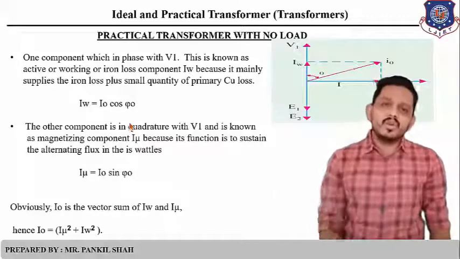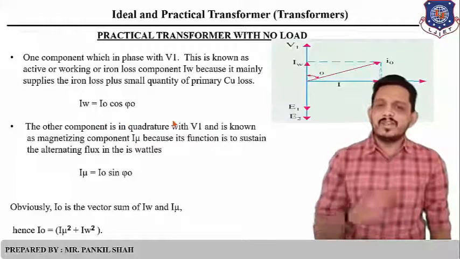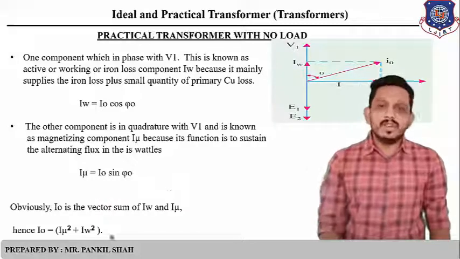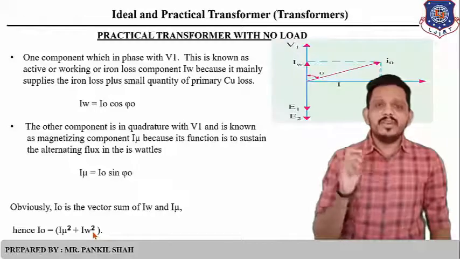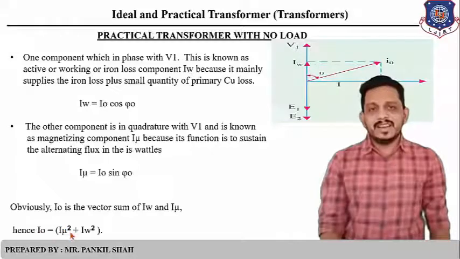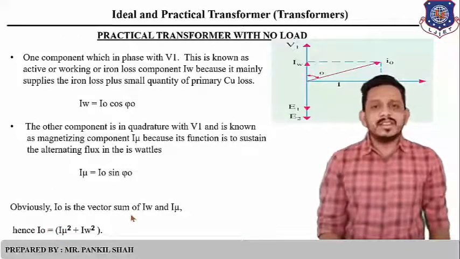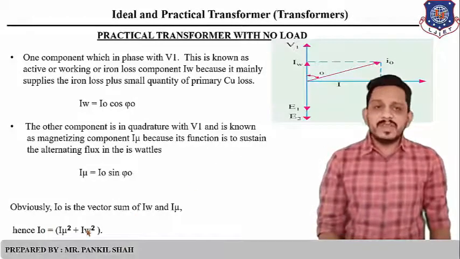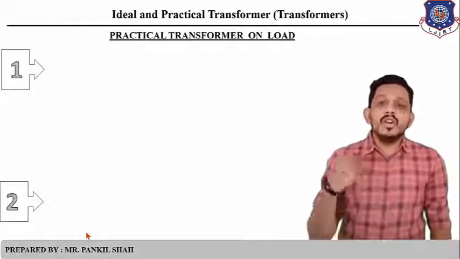So now we have two currents in the practical transformer at no load condition: IW equals I0 cos phi 0 and I mu equals I0 sine phi 0. If you want to find the no load current of the practical transformer, then you have to vectorially add these two currents. So I0 is basically equal to the square root of IW squared plus I mu squared. This is nothing but the formula for finding the no load current. This is vector addition. Now let's see the practical transformer on load condition.